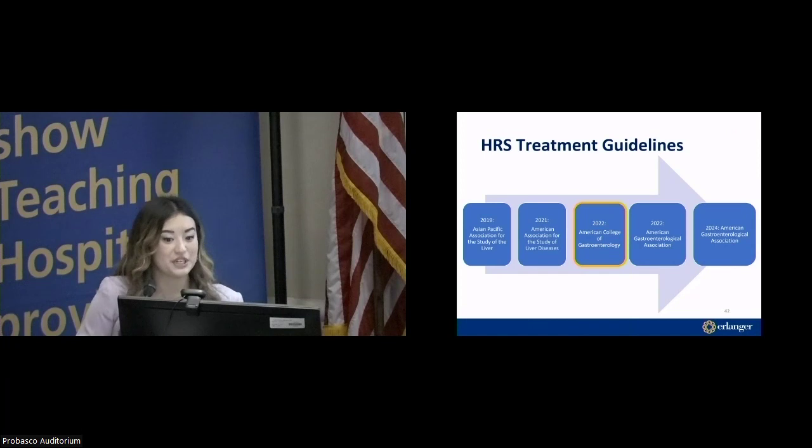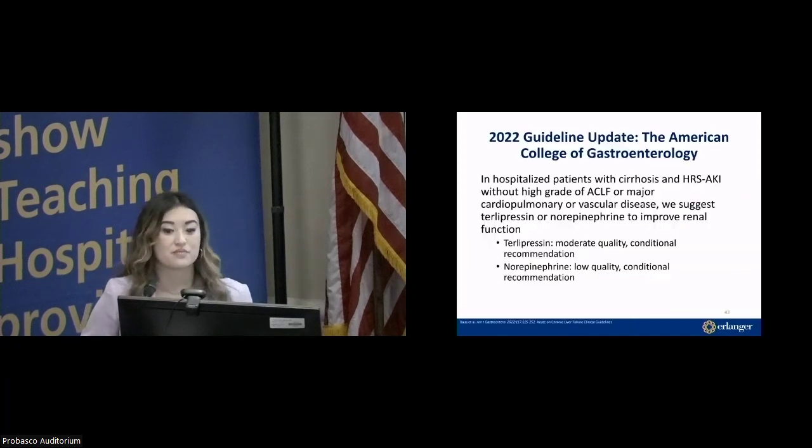Moving on to 2022, in hospitalized patients with cirrhosis and HRS-AKI without high-grade ACLF or major cardiopulmonary or vascular disease, terlipressin or norepinephrine were both recommended. Terlipressin with finally a higher quality recommendation.